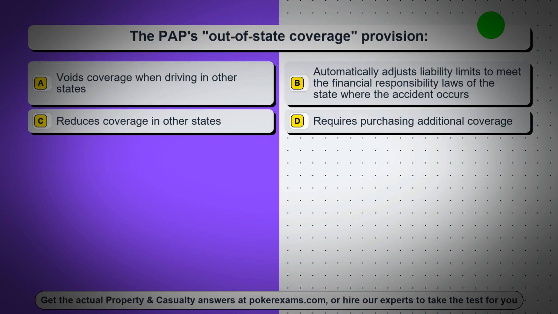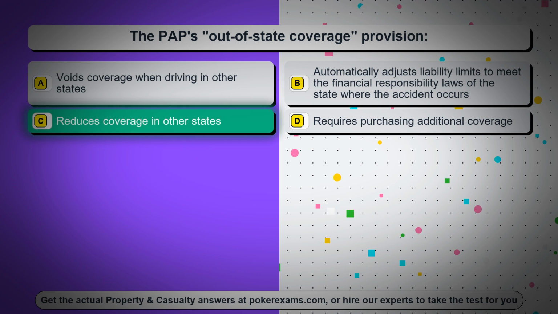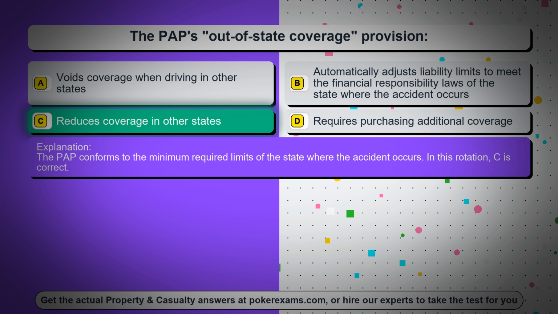Question 66. The PAP's out-of-state coverage provision. Option A voids coverage when driving in other states. Option B automatically adjusts liability limits to meet the financial responsibility laws of the state where the accident occurs. Option C reduces coverage in other states. Option D requires purchasing additional coverage. The correct answer is option C, reduces coverage in other states. The PAP conforms to the minimum required limits of the state where the accident occurs. In this rotation, C is correct.